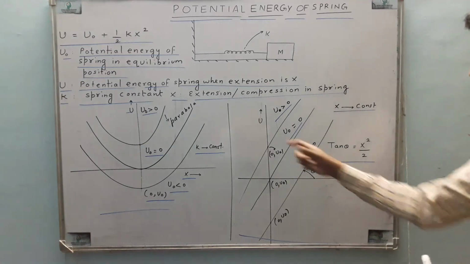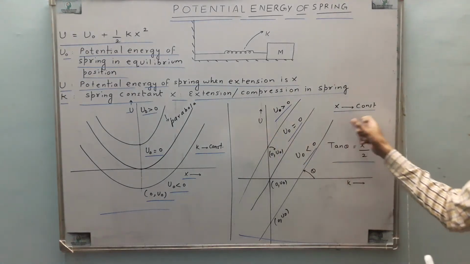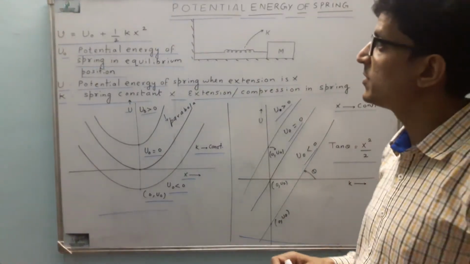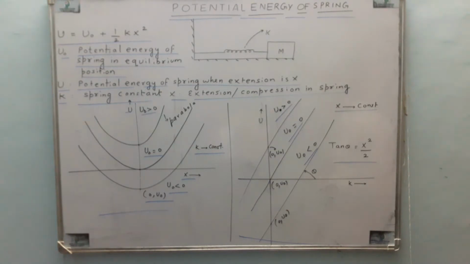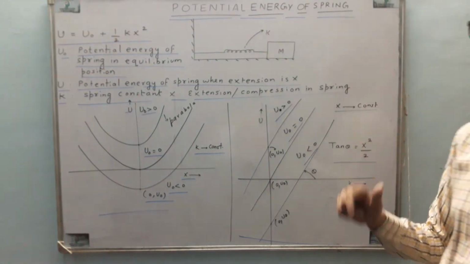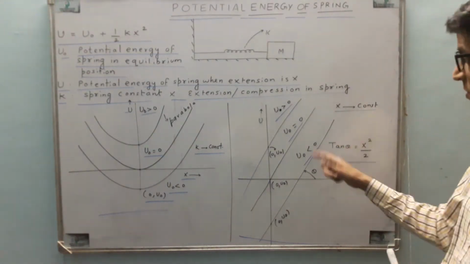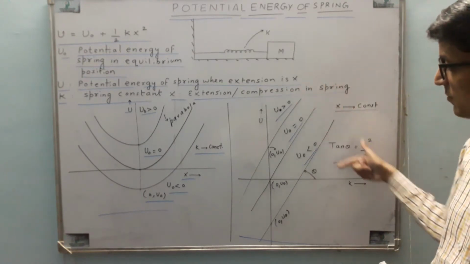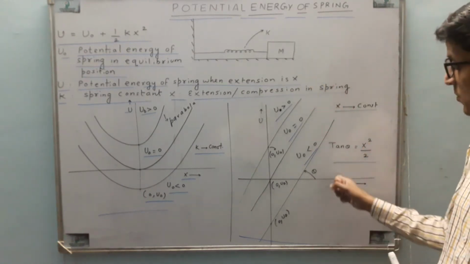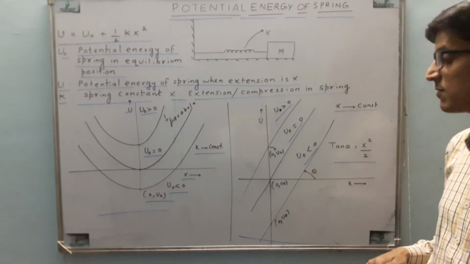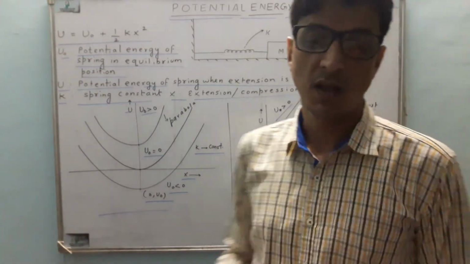We can also draw the graph between U and K. If x is constant, the graph between U and K will be a straight line because U and K are related by a single degree equation. So this will be the graph. Based on the values of U0, we have three graphs possible. Suppose it makes an angle theta, then tan theta is equal to x²/2.